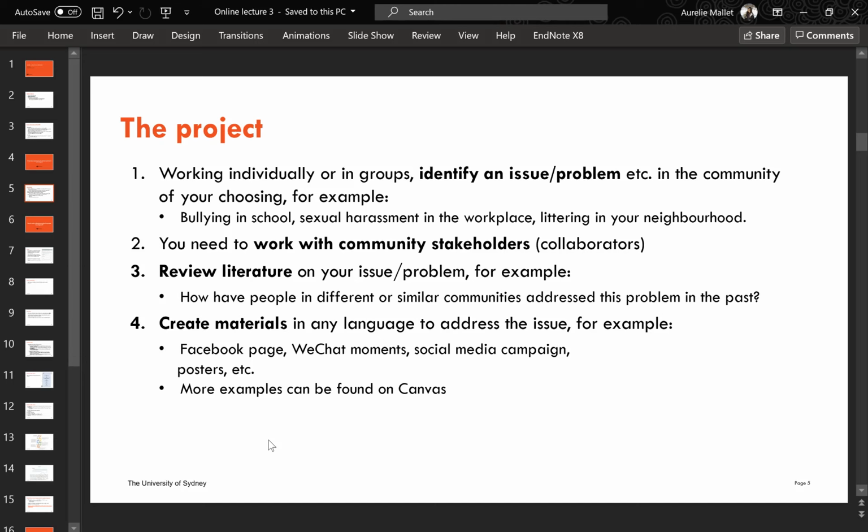And we said that your materials can be anything really. It's quite open. You can create a Facebook page, you can create WeChat moments, posters that you're going to hang up, videos, etc.